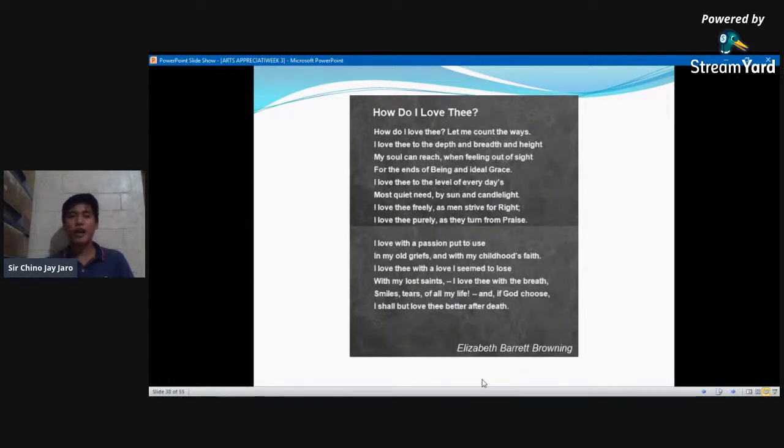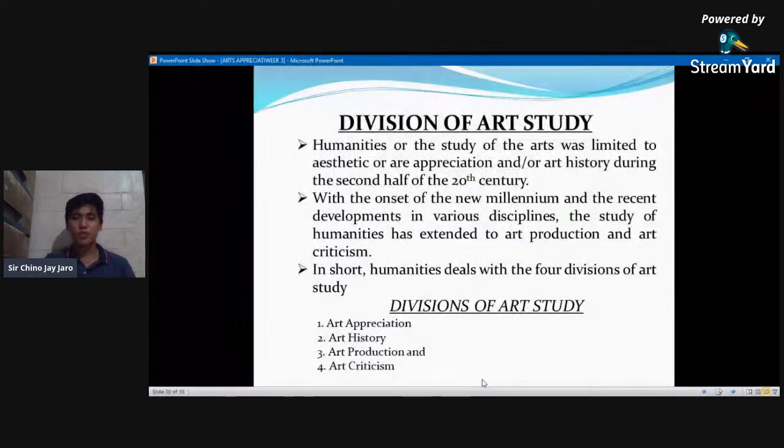Example nito yung How Do I Love Thee ni Elizabeth Barrett Browning. Ayan po is an example of a poem. Okay, next. Hindi na natin kailangan basahin. May specific tayong topic para diyan. Di ba, we have poetry. So, division of arts study.